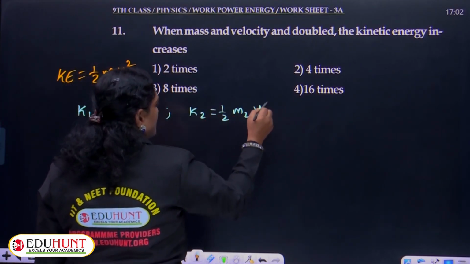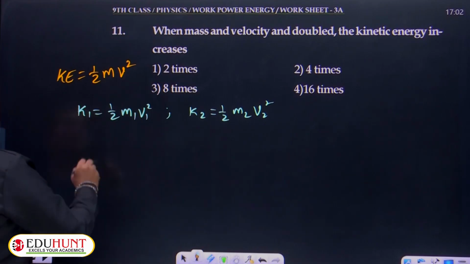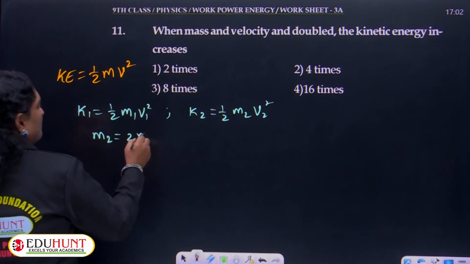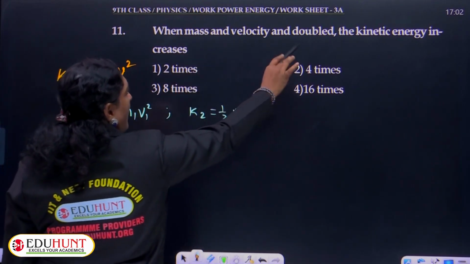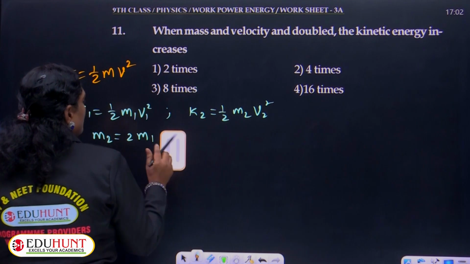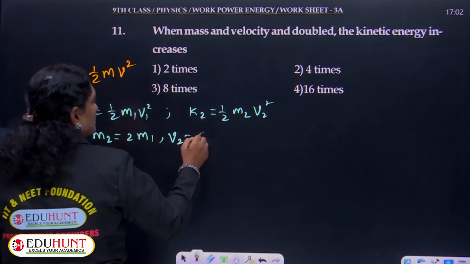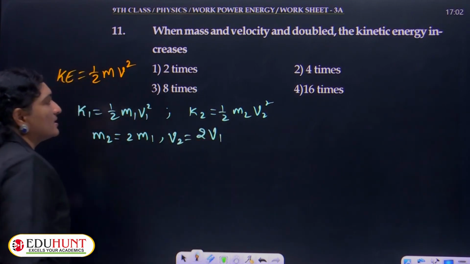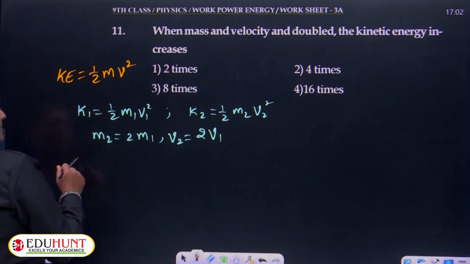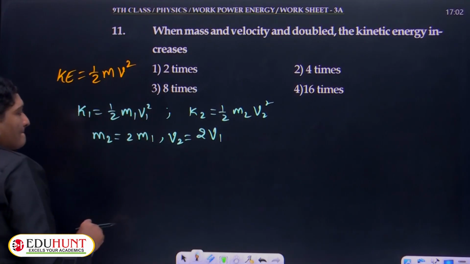m2 v2 square. So the new mass m2 is equal to 2 times the old mass, and velocity double. So mass is double. Also, new velocity v2 is also double of the old velocity. So whether the kinetic energy increases or remains the same, we have to find out. Let us substitute the values, children.